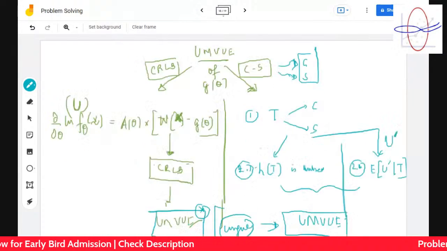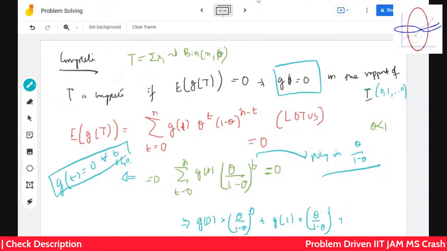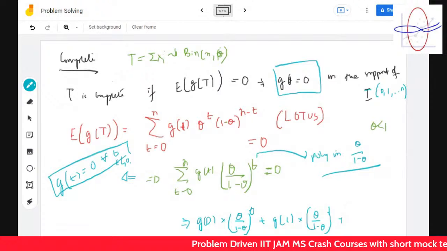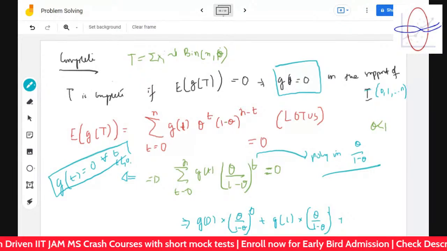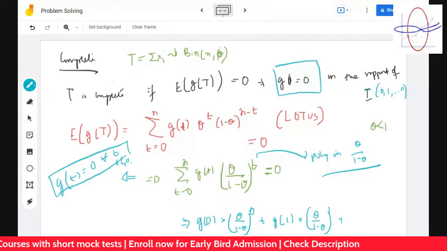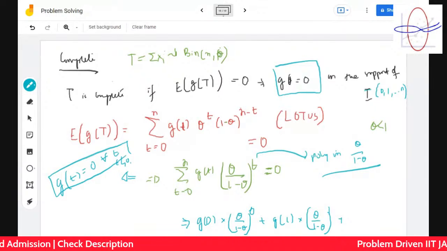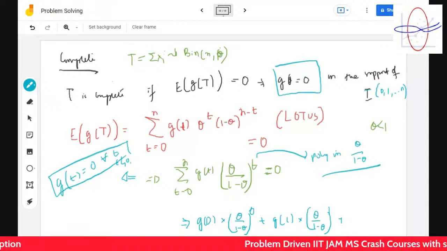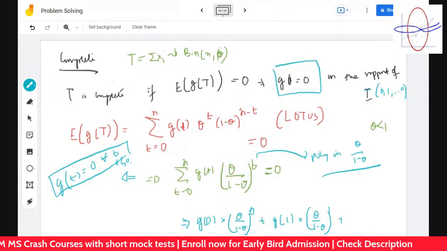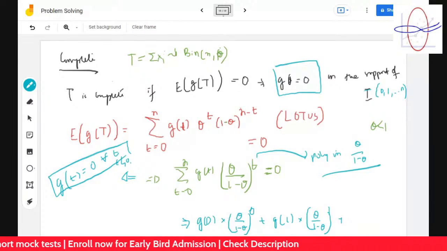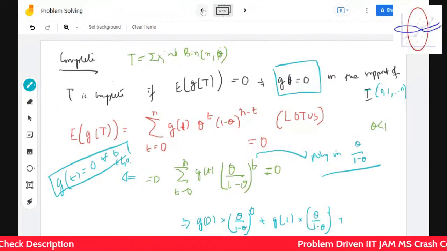Did you understand, guys, the whole proof of completeness? That's why I did it from first principles. Did you understand, guys? Write a boom. Very good. Superb. Right. So we have found out that T is complete and sufficient.